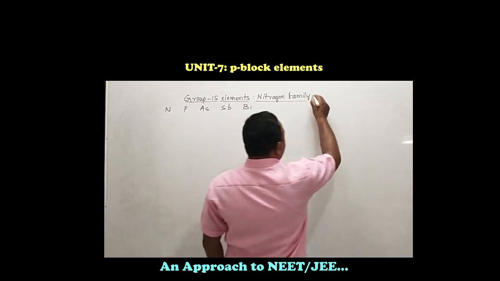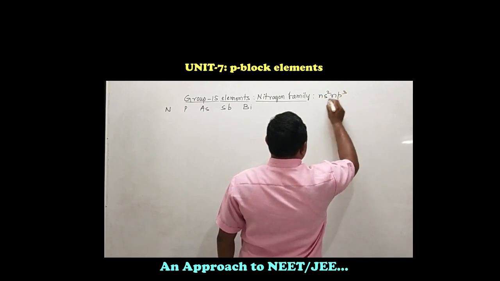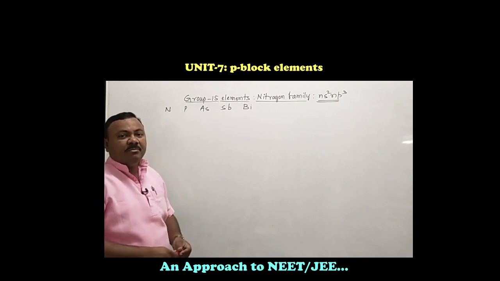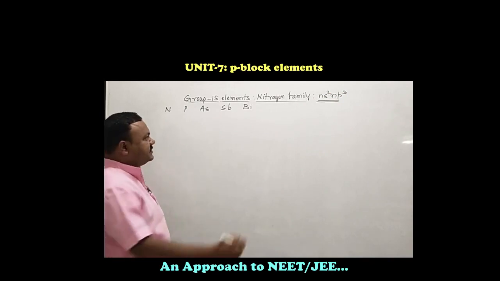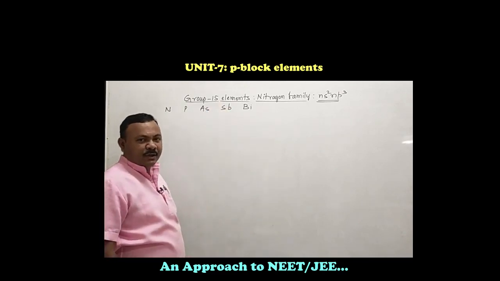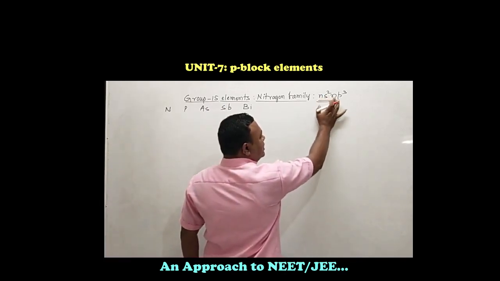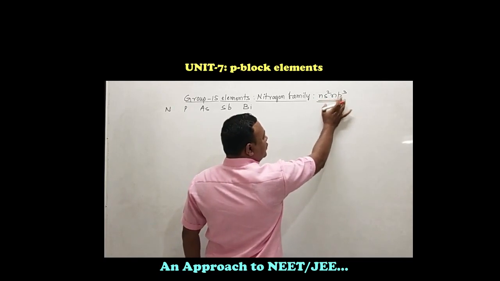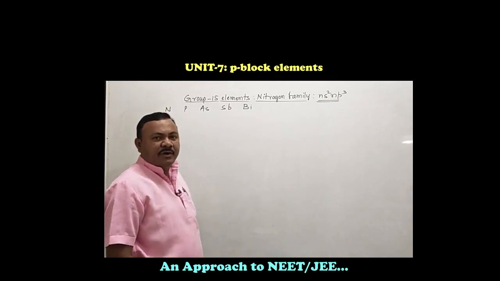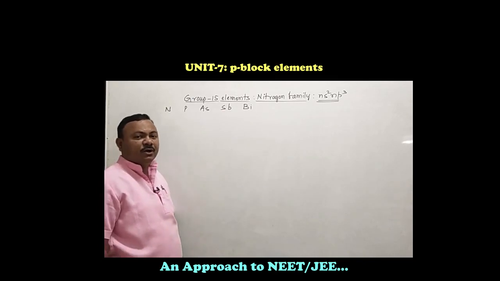All these elements have valence shell electronic configuration ns2 np3. It's very easy to remember the valence shell electronic configuration based on the group number. You can see the group number 15. This 5 corresponds to the number of valence electrons, the outermost electrons. n indicates the valence shell. We have 5 valence electrons, 2 in ns and 3 in np. Totally 5 valence electrons. So this is how we can give the valence shell electronic configuration.